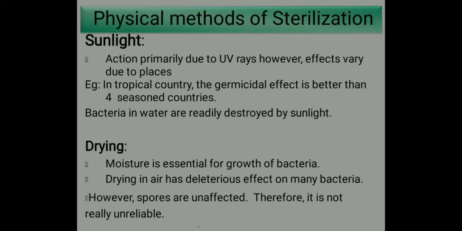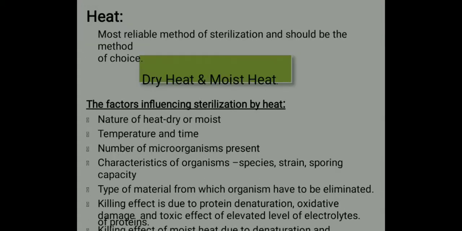Next, we have drying. Moisture is essential for growth of bacteria. Drying in air has a deleterious effect on many bacteria. However, spores are unaffected. Therefore, it is not really reliable. Next we have heating, the most reliable method of sterilization, which should be the method of choice.